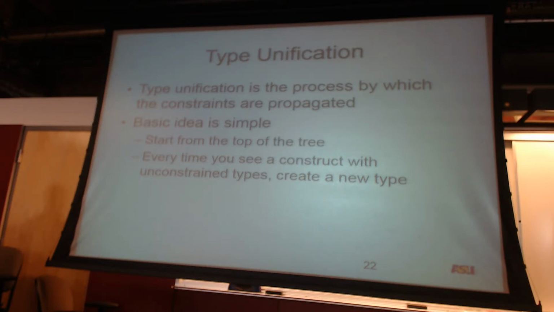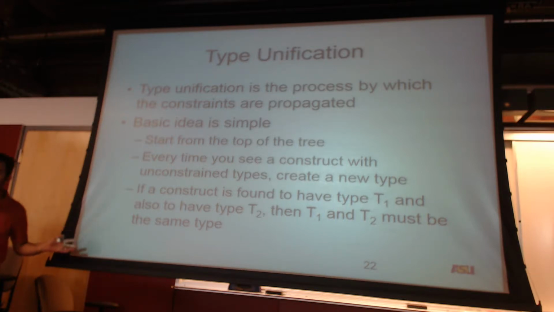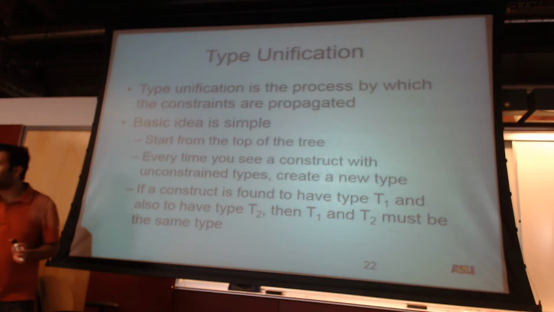The description might seem confusing. We'll see an example and that will make it clear. So every time you see a construct with unconstrained types, create a new type. If a construct is found to have type T1 and also have type T2, then T1 and T2 must be of the same type. What does it say? In words it's very confusing, but the idea is very simple.